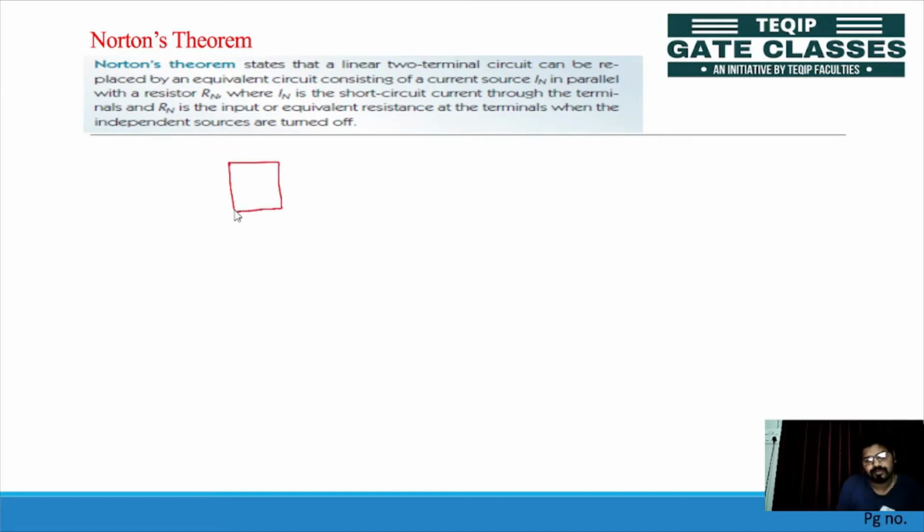Suppose we have a network N and suppose there is a load RL, we have to find current in this branch.